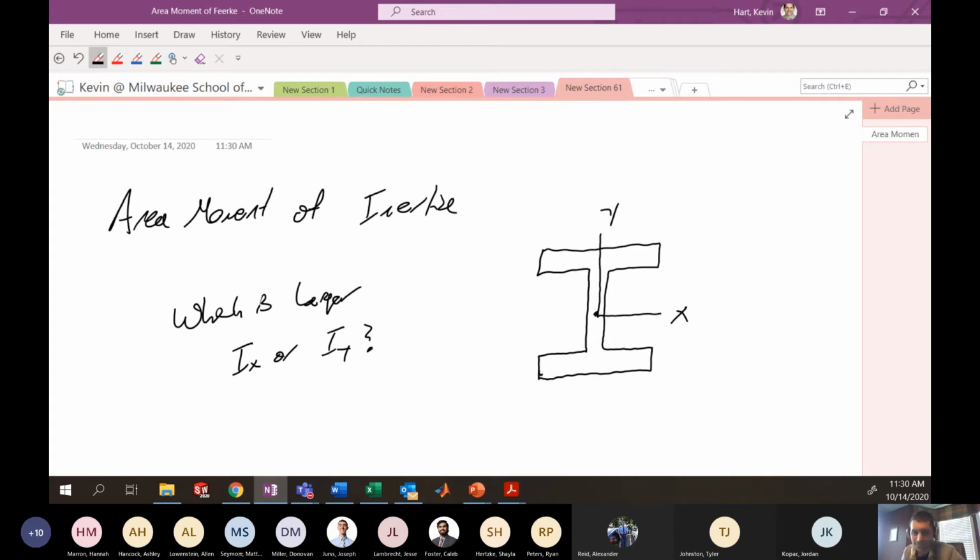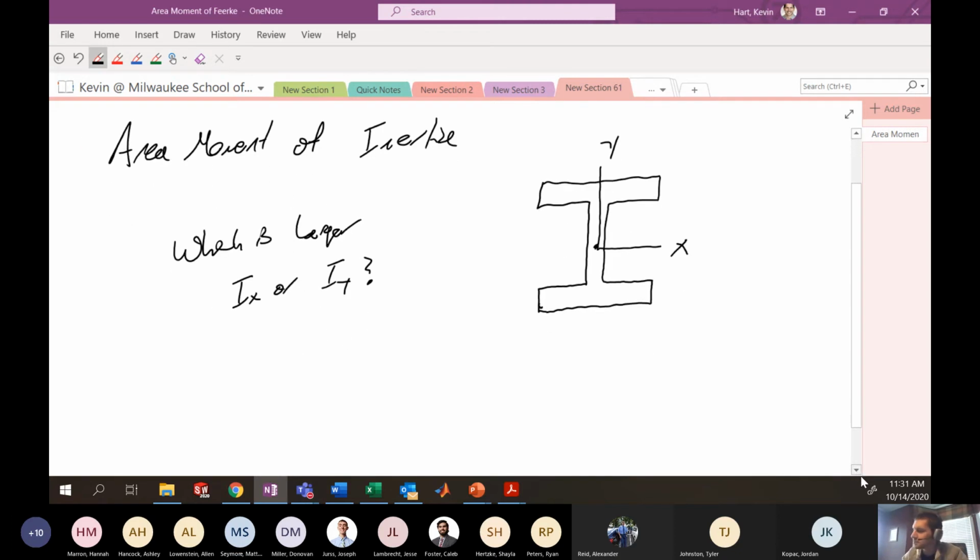Give you a second to think about it. Do we have any guesses? Anyone want to be brave enough and type in chat? Which is greater, Ix or Iy? Who's going to be brave? Caleb says Iy.